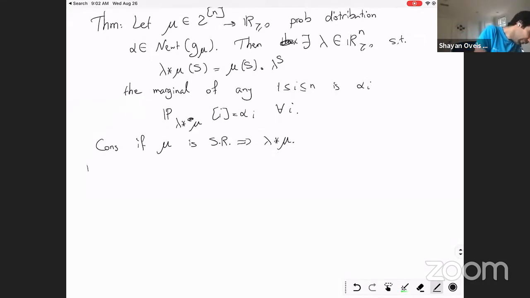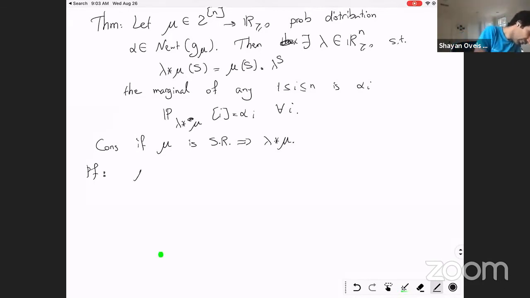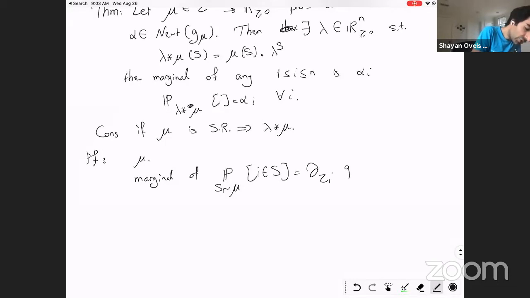So how do you prove such a thing? Basically, the proof is not so complicated, so let's discuss it. First, I want to tell you how you can figure out the marginal of a distribution using the generating polynomial of that distribution. So let's say you have this distribution mu, and you want to figure out the marginal of i: the probability that if you sample a set S from mu, i is in S. I claim this is exactly equal to partial z_i of g_mu when you evaluate it at z equal to all 1.